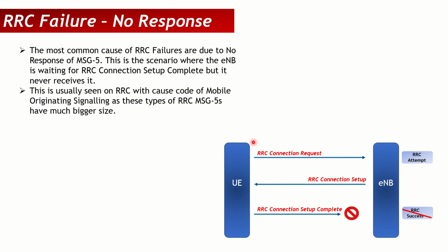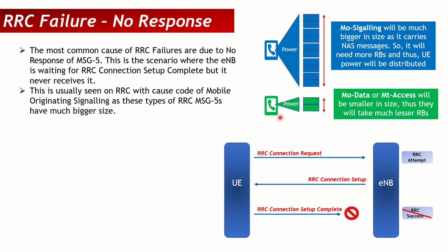Now, why would this happen? Let's understand this. The most common reason is basically the MO signaling problem. If we understand this, the RRC connection request is an uplink message, while RRC connection setup complete is also an uplink message. So why does it happen that one message is successfully decoded, but sometimes the other message is not successfully decoded for the same UE? It happens because of the size of this message.